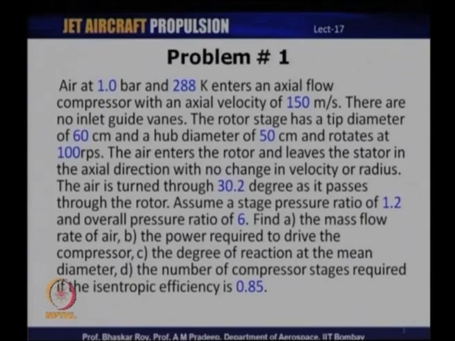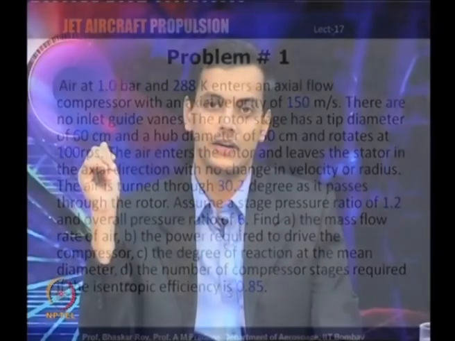Find part A, the mass flow rate of air, part B, the power required to drive the compressor, part C, the degree of reaction at the mean diameter, part D, the number of compressor stages required if the isentropic efficiency is 0.85. So, in this problem it is stated that we have some inlet conditions, we have an axial velocity which has been specified, and it is clearly mentioned that there are no inlet guide vanes. What does this mean? It means that the axial velocity and the absolute velocity at the inlet are in the same direction, which will be clear when we take a look at the velocity triangles as well.